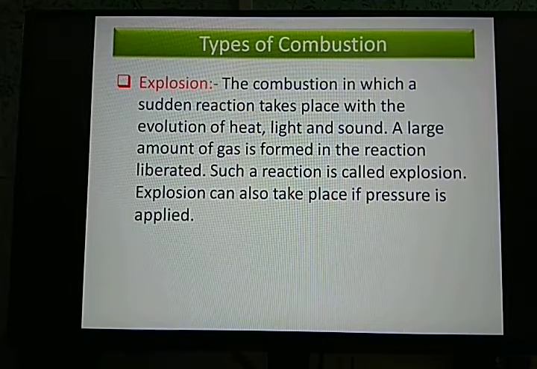Now we all know what is explosion. We are well familiar with it. So the combustion in which a sudden reaction takes place with the evolution of heat, light and sound. So there is sound as well in explosion, we know, especially during Diwali season. So during Diwali, we are all familiar with the cracker. So cracker, it produces heat, it produces light, as well as it produces sound. And a lot of gas is also liberated during this reaction. So such kind of a reaction is called explosion.